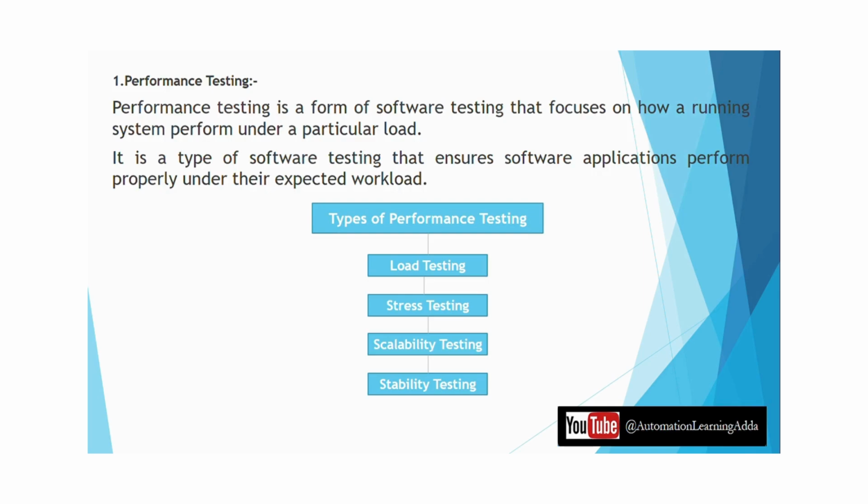under performance testing. To check the performance of the software, basically we use load testing, stress testing, scalability testing and stability testing. Using these four types of testing, we perform performance testing. So we will be learning in detail about load testing, stress testing, scalability testing and stability testing.